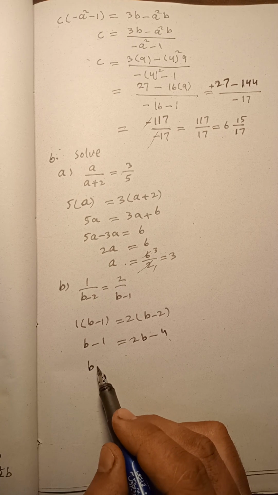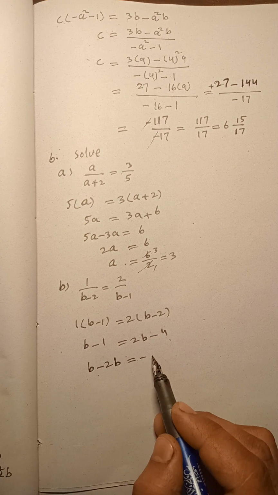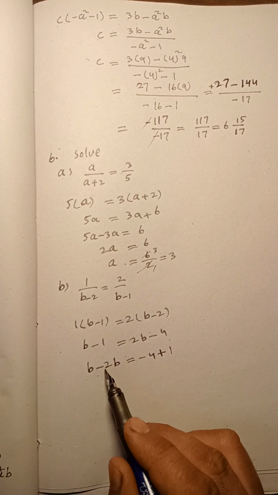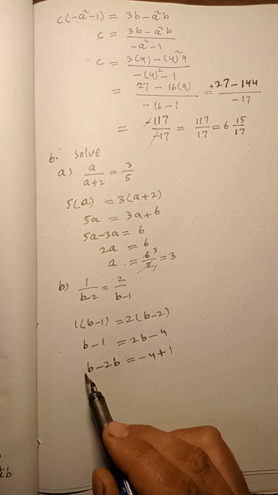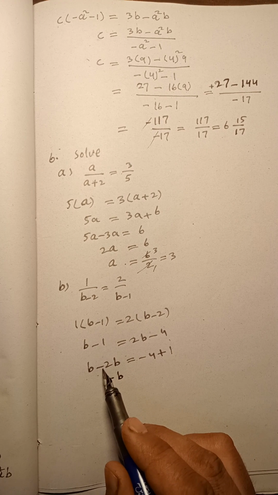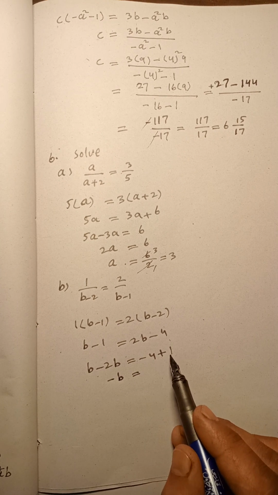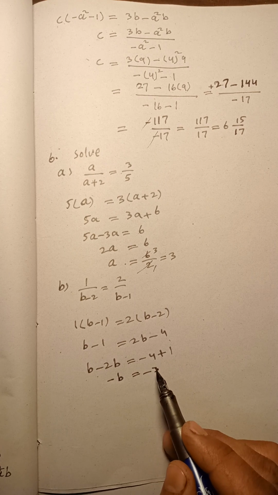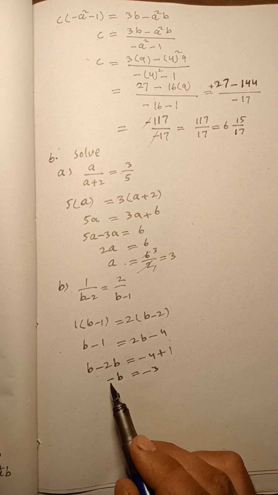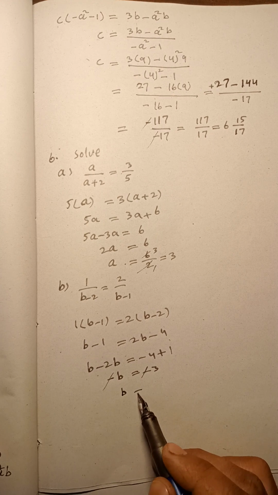Now b on the same side, plus 2b will become minus 2b, and minus 4 minus 1 will become plus 1 here. When minus 2b is removed by 1b, the answer will be minus b here, because minus is of bigger term. And here you will subtract 1 from 4, answer is 3, and you will write the sign of bigger term, that is minus, and we have subtracted due to opposite sign. Now you can cancel these minus signs with each other, so b is 3.